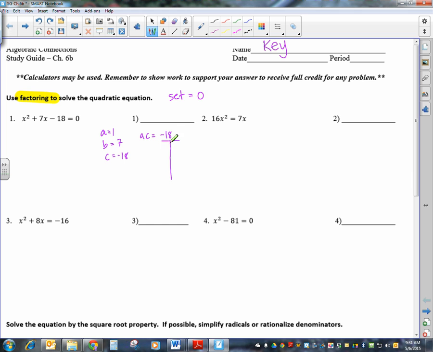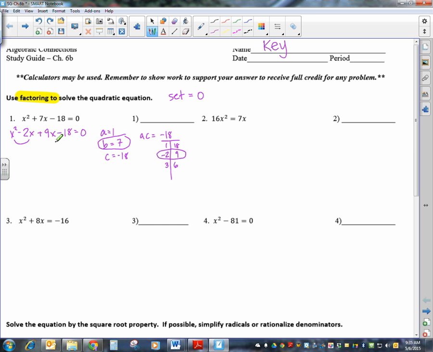So we do a times c, and that is negative 18. And so I'm going to list my factors of 18: 1 and 18, 2 and 9, 3 and 6. And if I have a negative number, I know that I'm looking to subtract these numbers to get to my b term. Okay? And my b is 7. So if I subtract 9 and 2, I get 7. It's positive 7, so I know that the 9 is positive and the 2 is negative. And that means that we said that would be x squared minus 2x plus 9x minus 18 equals 0.